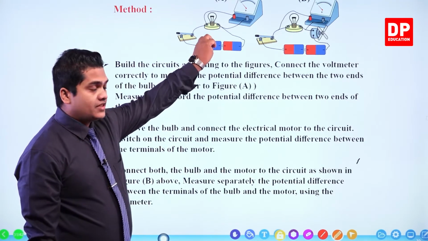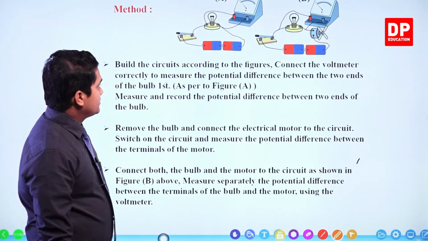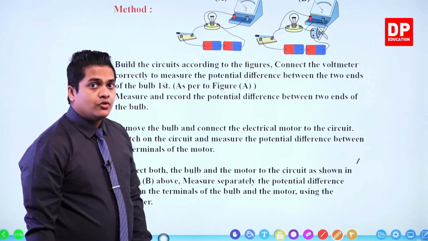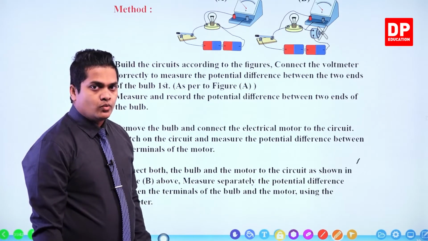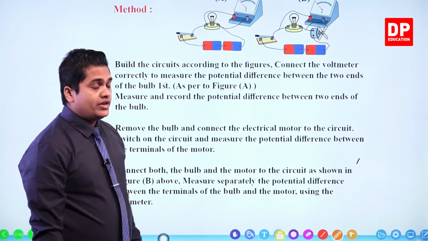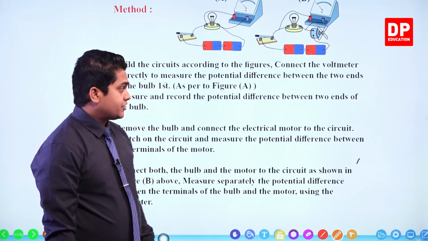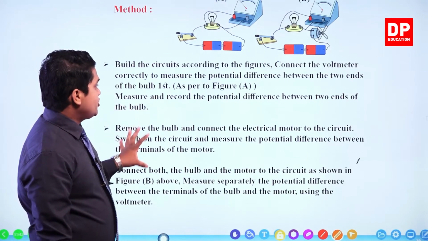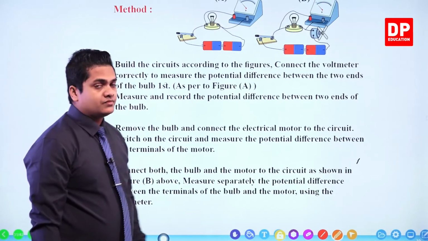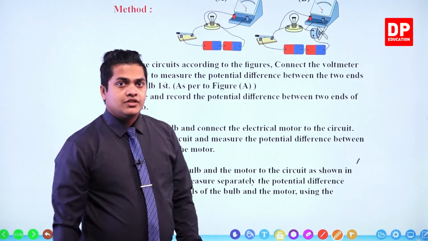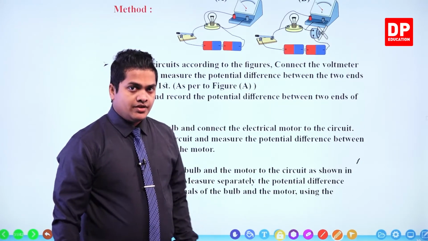According to the first figure, figure A, you first have to connect the electric bulb, or the torch bulb, to the dry cells with the switch like this, and we have to connect the voltmeter to measure the voltage. Measure and record the potential difference between the two ends of the bulb. We have to measure the potential difference and mark how much it is.